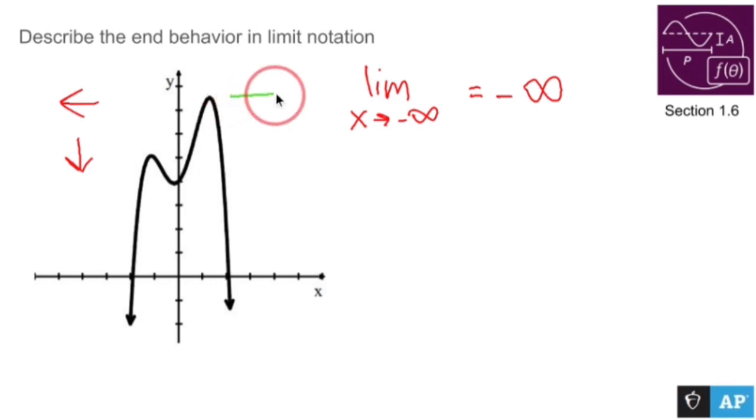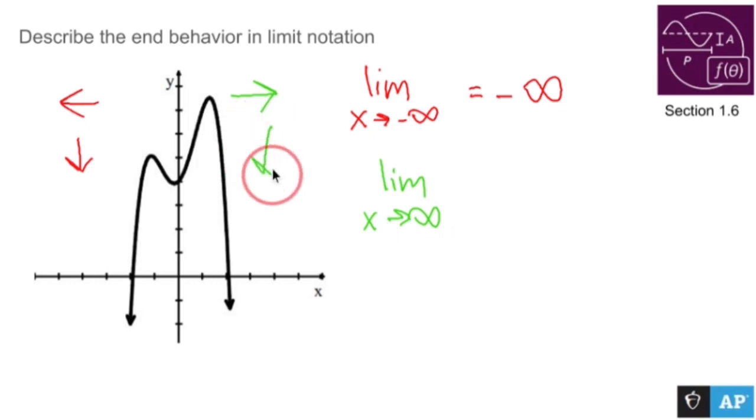The other side of the end behavior is if I move to the right. When x gets larger, we say the limit as x approaches positive infinity. And in this case, as x approaches positive infinity, it's also going downward. So as x approaches positive infinity, we are also heading towards negative infinity.